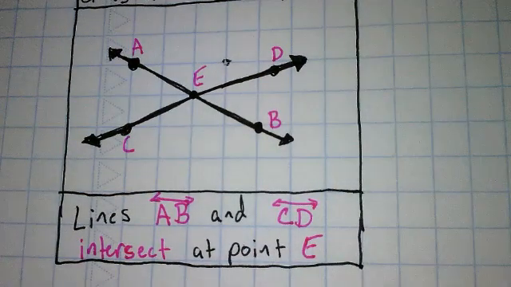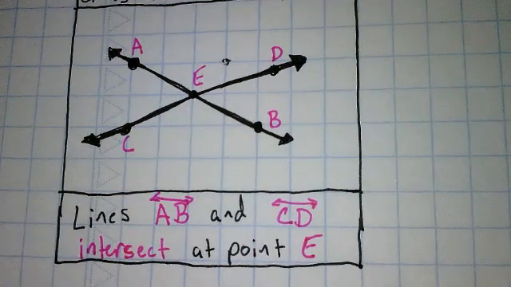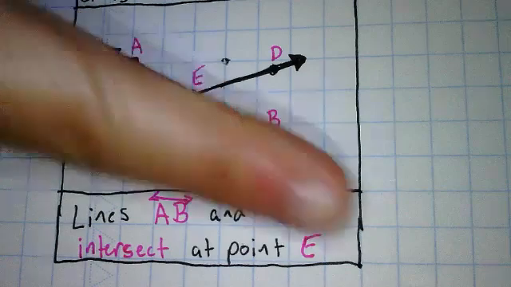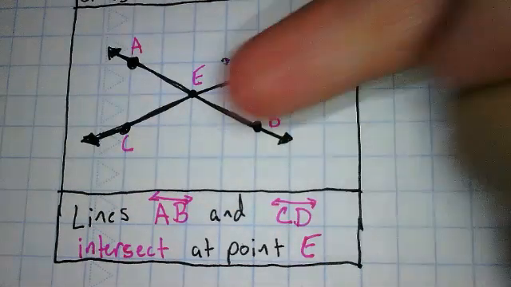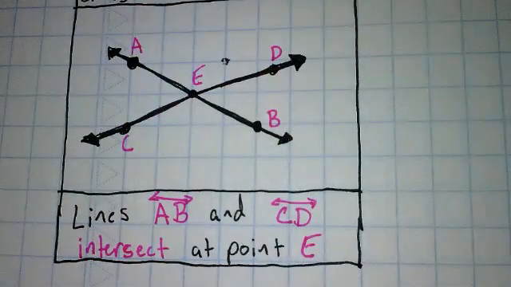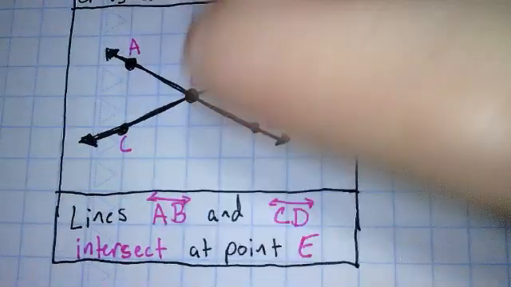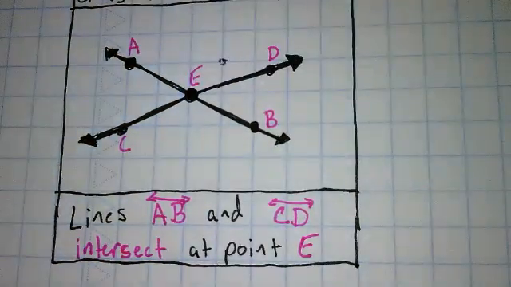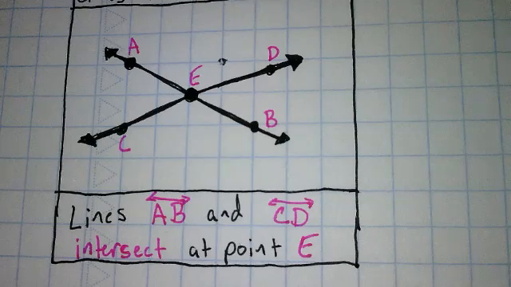So lines AB and CD. We have line AB going this way from A to B. We have line CD going this way from C to D, and they intersect right there in the middle at point E. Intersect means to cross over, just like an intersection on the road where you're crossing in front of other traffic going the other way. It's where they meet up and keep going.